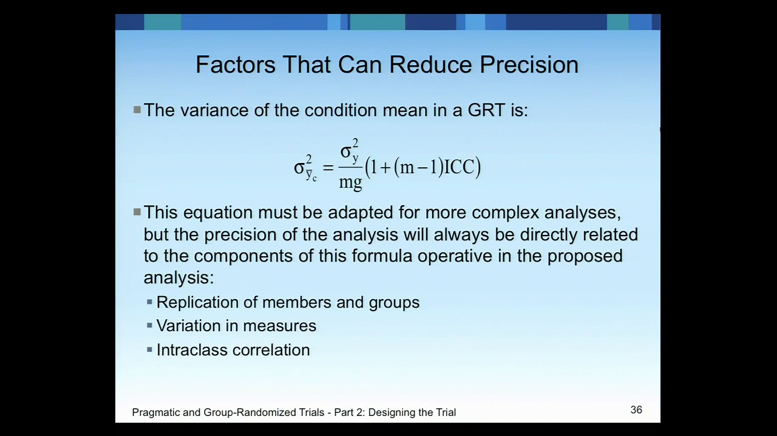Factors that can reduce the precision of the analysis of intervention effects in a group randomized trial are identified here. And I do that by showing you the formula for the variance of a condition mean. So sigma squared y bar sub c refers to the variance of the condition mean. If it weren't a group randomized trial and I just had mg observations contributing to the mean, it would be sigma squared y over mg, and the part in parentheses wouldn't be there. But I have a group randomized trial, and so I do have the parenthetical component, the design effect or variance inflation factor, and that's 1 plus n minus 1 times the ICC.